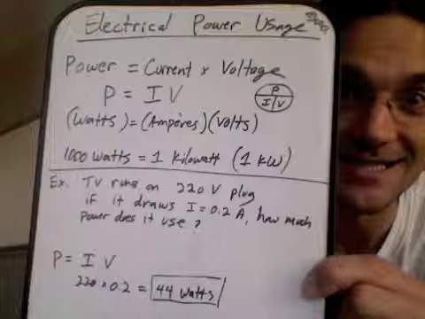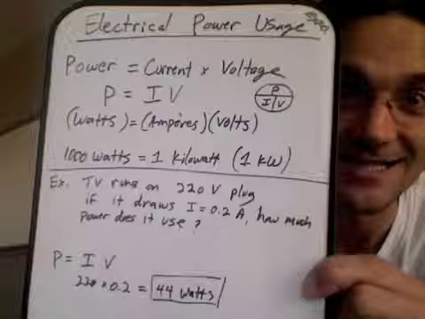So resistors and light bulbs and all kinds of devices, they use up electrical power. And there's a simple formula that relates the power used by an electrical device to the current flowing through it and the voltage across it. The power is just the current times the voltage. P equals IV. Remember, I is the symbol for current. Power measured in watts, current measured in amperes, and V measured in volts. 1,000 watts is known as a kilowatt.